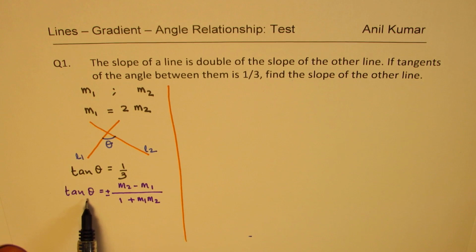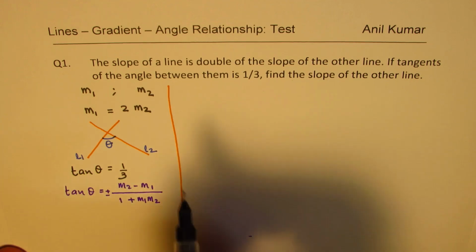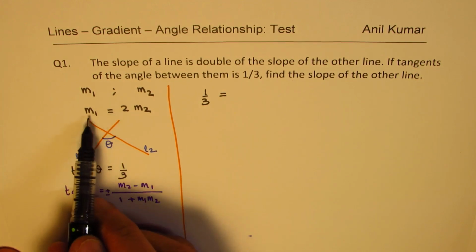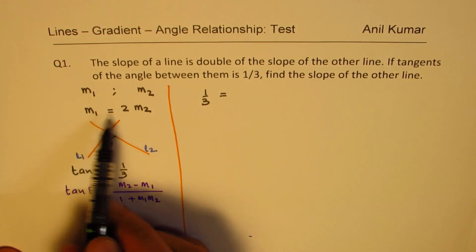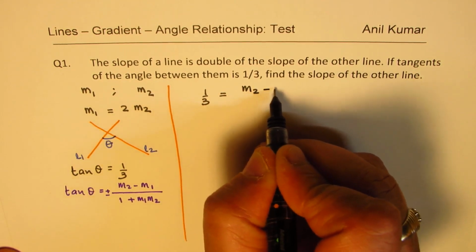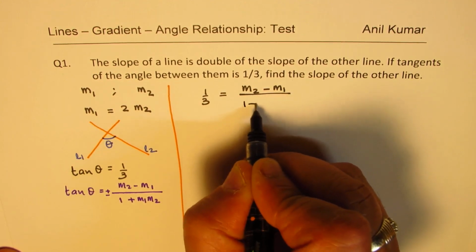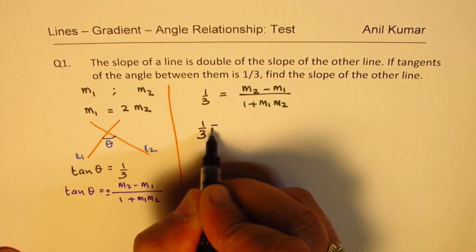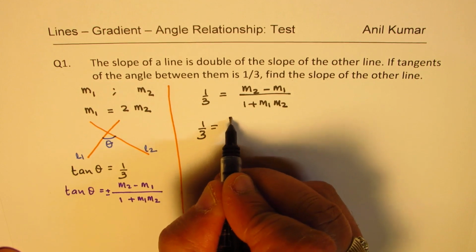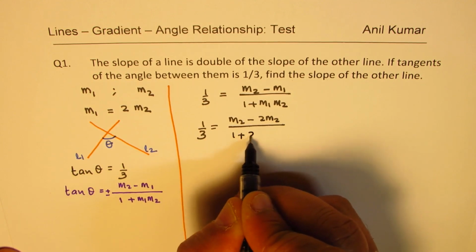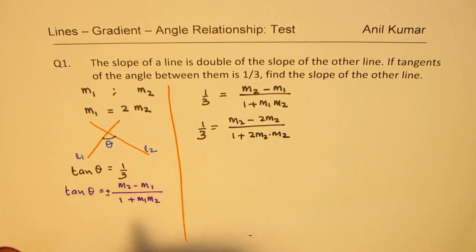So using this particular formula, which is the angle between two lines, theta, we are given tan theta as 1 over 3. So I'll write 1 over 3 equals m2 minus m1. Now m1 is 2 times m2, so I'll write m1 as 2 times m2. Let me write the formula first: m2 minus m1 over 1 plus m1 m2. But what we know here is that m1 is 2 times m2, so I could write 2 times m2 for m1. So we get 1 plus 2 times m2 times m2.